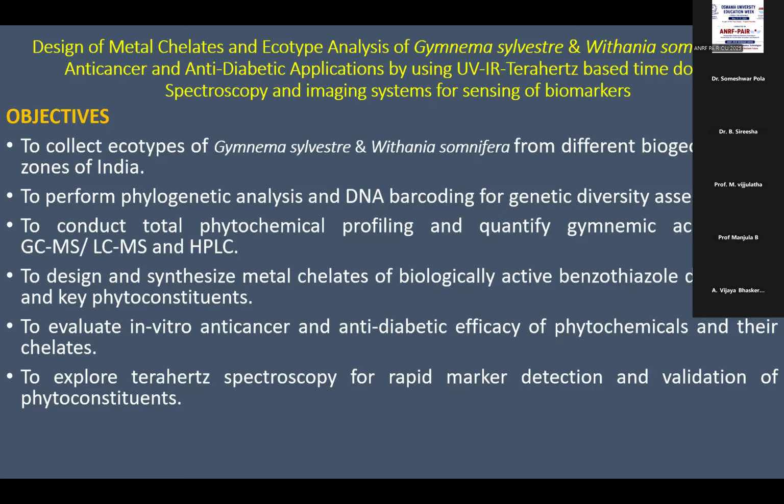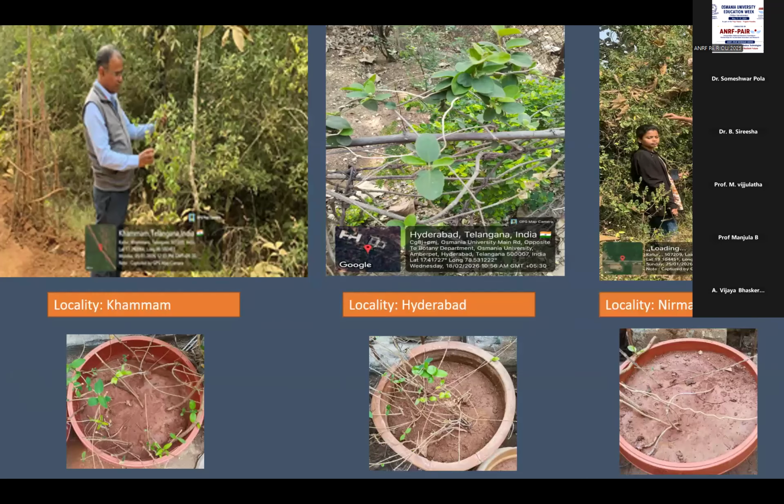To evaluate in vitro anti-cancer and anti-diabetic efficacy of phytochemicals and their chelates, to explore terahertz spectroscopy for rapid marker detection and validation of phytoconstituents. So far, we have collected 3 plants within the state, Telangana state. One is from Khammam and the other one is from Hyderabad, Nirmal. We have collected the plant saplings and we are growing them in our nursery at Osmania University.